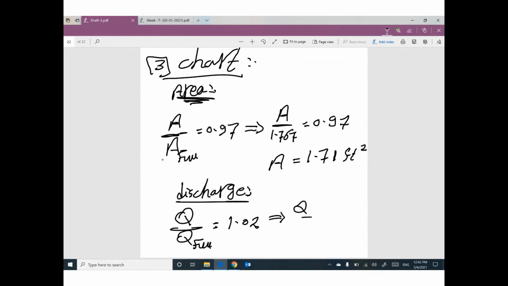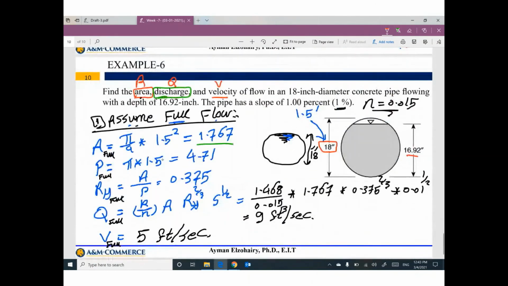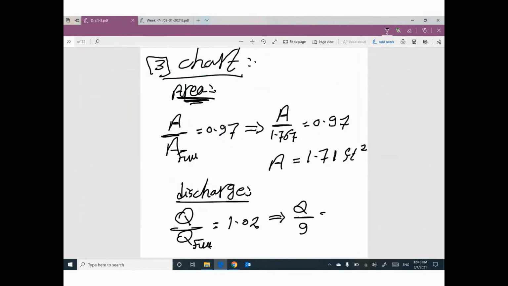The required discharge. What is the discharge at full? Do you remember this number? Discharge at full was 9. So 9 times 1.02. So the required discharge will be 9.18.